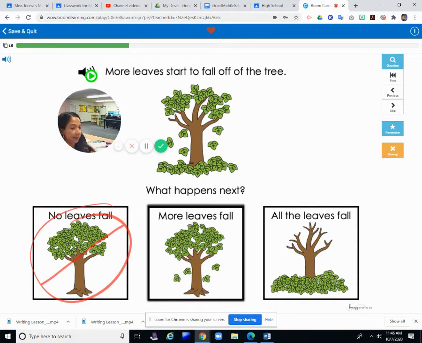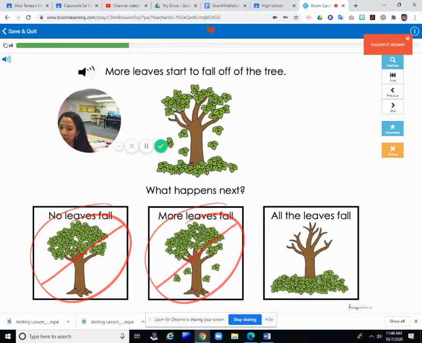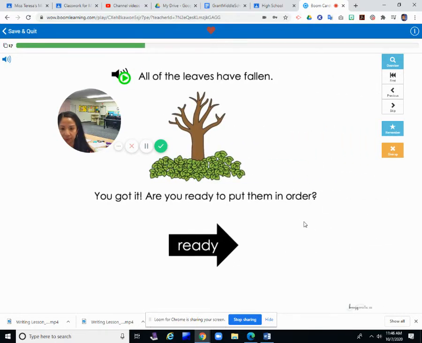More leaves start to fall off the tree. No, that's not right. What happens next? What happens after more leaves fall off the tree, more leaves fall? No. More leaves start to fall off the tree. And what happens next? All the leaves fall. All of the leaves have fallen.